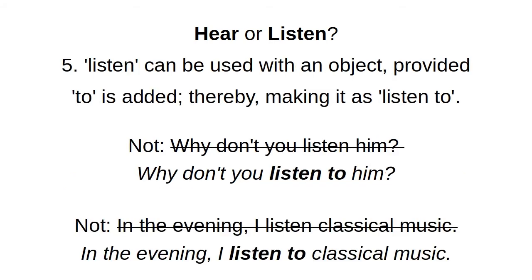Listen can be used with an object provided to is added. Thereby we make the phrase listen to. We do not say, why don't you listen him? Him is an object. Now we are using the word listen with an object. Listen him, him is the object, but we cannot use it like that. We have to add the word to. Listen to him. Why don't you listen to him?